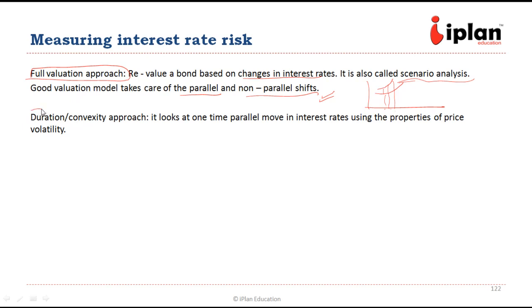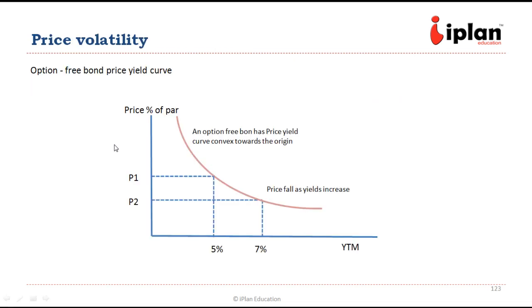The second approach is simpler. In this approach, we are assuming that there is one time parallel move in the interest rate. And in order to understand the impact on price, we look at the concepts of duration and convexity. We'll look into these ideas in detail in the subsequent slide. Let us understand the relationship of interest rate and the price of the bond.